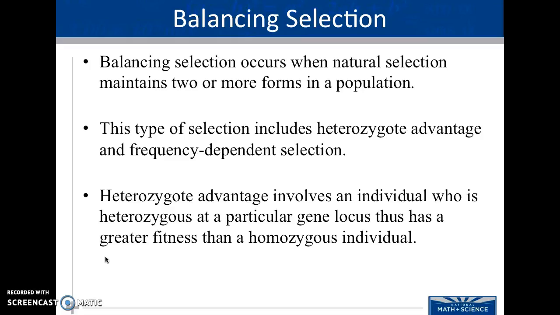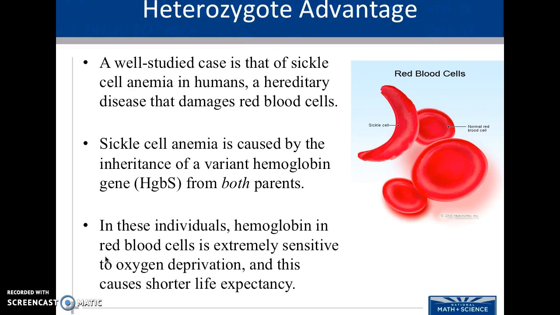Balancing selection occurs when natural selection maintains two or more forms in a population. Basically, this type of selection includes heterozygote advantage and frequency-dependent selection. Heterozygote advantage means that an individual who is heterozygous for a gene is more fit than the homozygous individual, even if the gene is not negative, right? Because a homozygous dominant individual could have both of the positive genes, but we find that often the heterozygotes, who have more variety in their gene pool, are more fit, therefore passing on more genes.